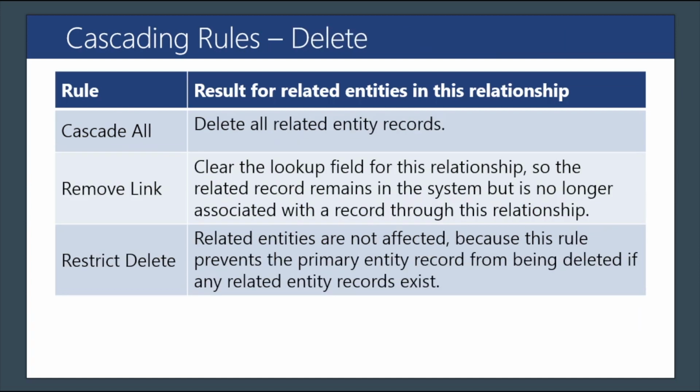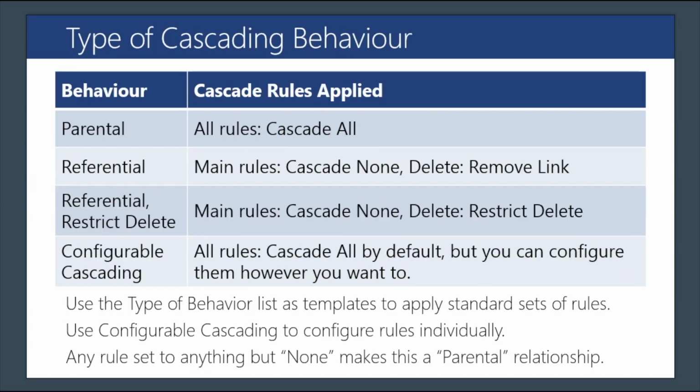And then, of course, when you do a delete, you have the ability, again, to define the type of delete. If you do a cascade all, then all related records are deleted. If you say remove link, basically that breaks the association between those two records. Of course, then on restrict delete, you would really just try to delete the actual one record. But it does prevent the primary record from being deleted if there are sub-records there that are related.